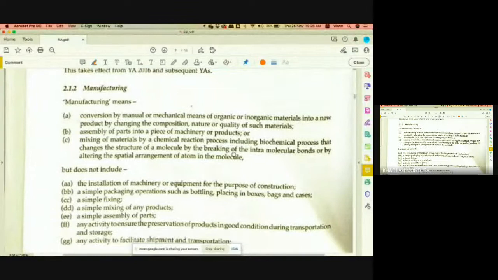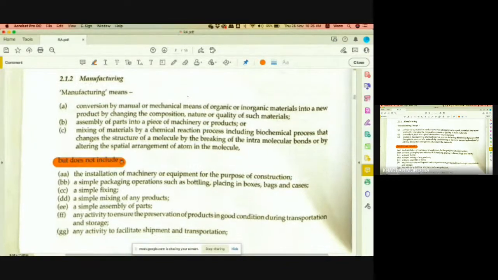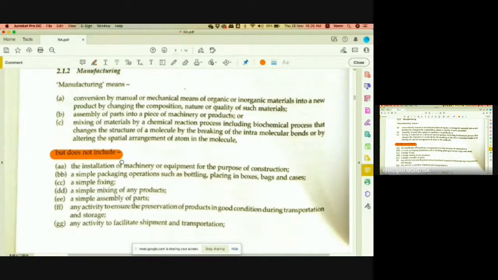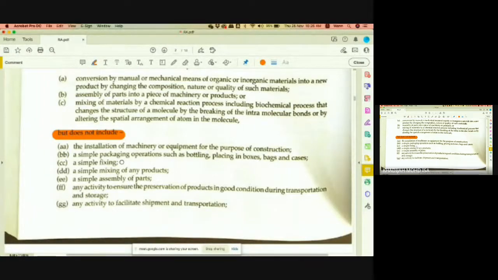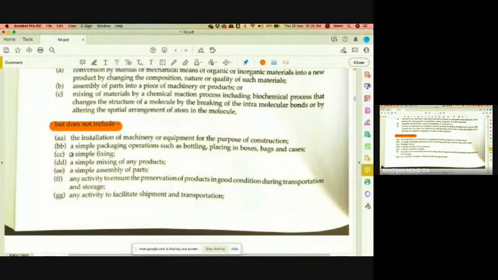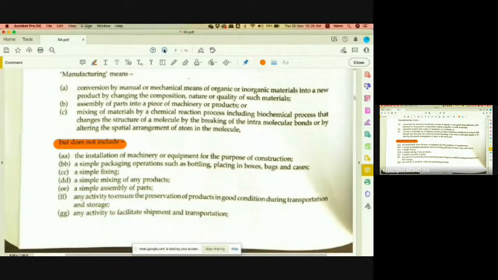And then they give you the definition of manufacturing. It means a conversion by manual or mechanical means of organic or inorganic materials into new product, assembly of parts into a piece or machine or product, or mixing of material by chemical reaction process. However, manufacturing does not include installation of machine or equipment for the purpose of construction, a simple packaging operation such as bottling, placing in boxes, bags, and cases, simple fixing, a simple mixing, a simple assembly of parts, any activity to ensure the preservation of products, and any activity to facilitate shipment and transportation. So you have A, B, C, D, E, F. All right, so all these are not included as part of the manufacturing. Because of that, you cannot claim your reinvestment allowance if you have this kind of activities.